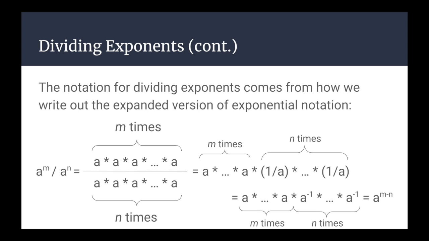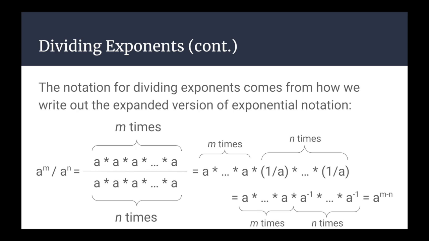The notation for dividing exponents comes from how we write out the expanded version of exponential notation. So a to the power of m divided by a to the power of n is equal to, so here we split into numerator and denominator. In the numerator we have a times a times a, m number of times, and in the denominator we have a times a times a, n number of times. So we can then split the numerator and denominator. So we'd have a times a times a, m times, and 1 over a times 1 over a times 1 over a, n number of times.